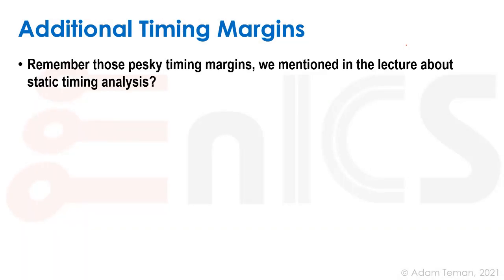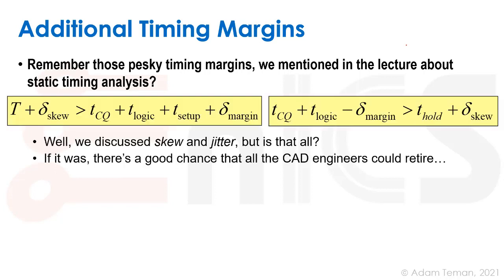So, do you remember those pesky timing margins that we mentioned in the lecture about static timing analysis? Well, if we look at the max delay and the min delay formulas, we added this plus delta margin here to the data path and minus delta margin here to the data path. It was some extra margin that we just added or subtracted to make our life harder. And we discussed skew and jitter.